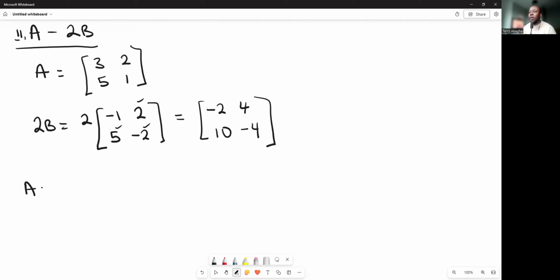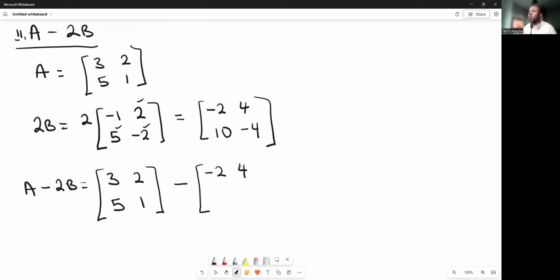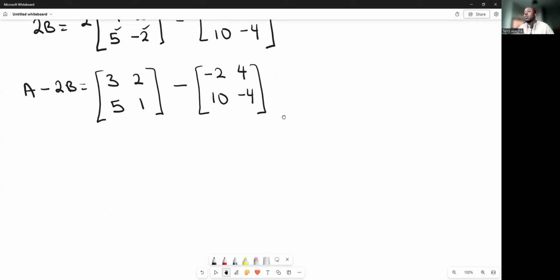So then we can now find a minus 2b. So a minus 2b is going to give us, what is the a? A is going to give us 3, 2, 5, 1, minus, what is the 2b? 2b is going to give us minus 2, 4, 10, and minus 4. Okay? So what we now have is that we then solve this.